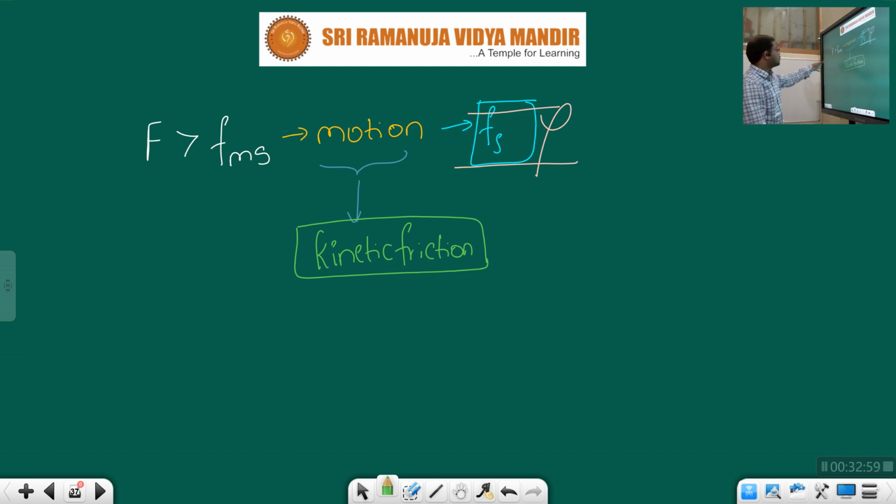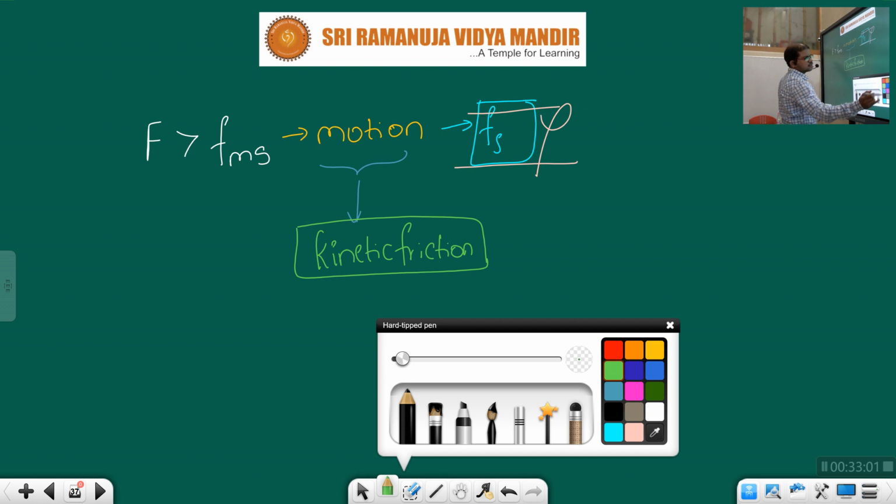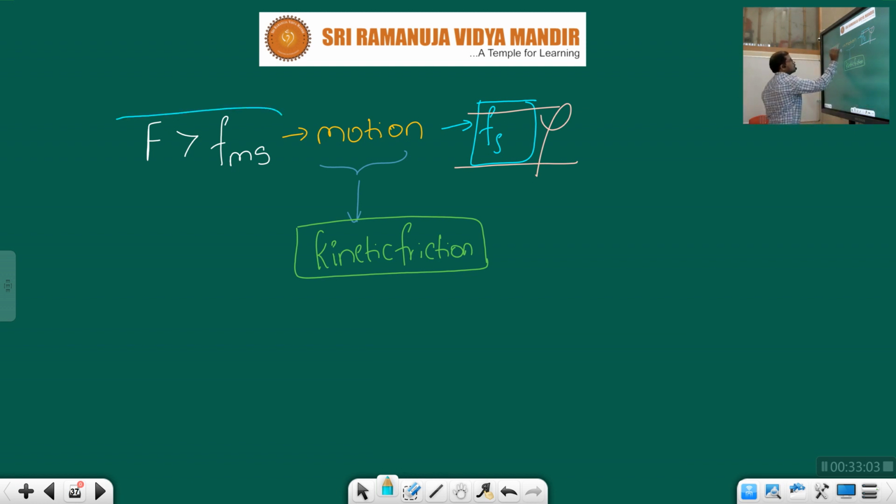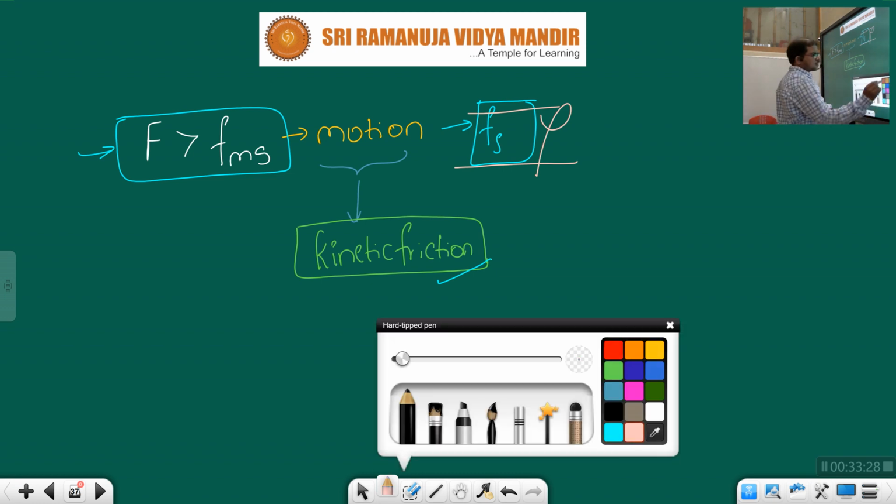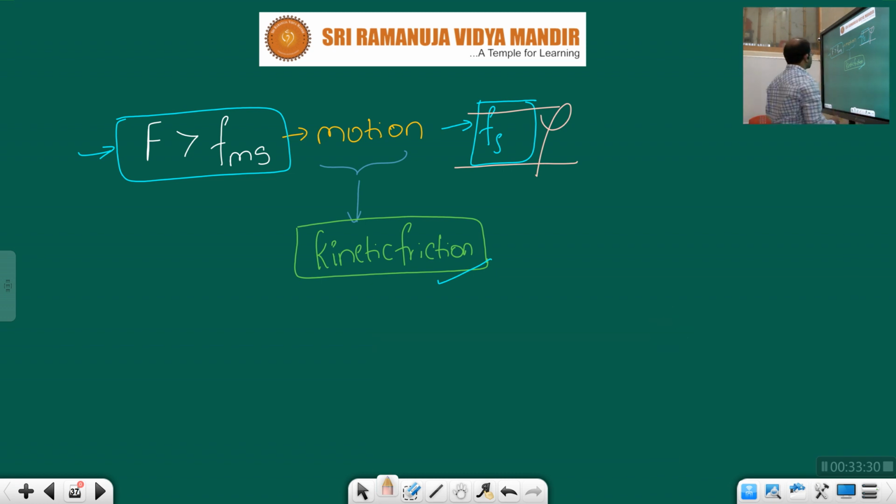Okay, when the applied force exceeds maximum static friction, the block comes into motion, children. As soon as it gets into motion, we should not speak about static friction. It becomes 0. Static friction doesn't exist at all. And at that moment, which friction will act? That is kinetic friction, children. Okay. So children, see here some important points are there.